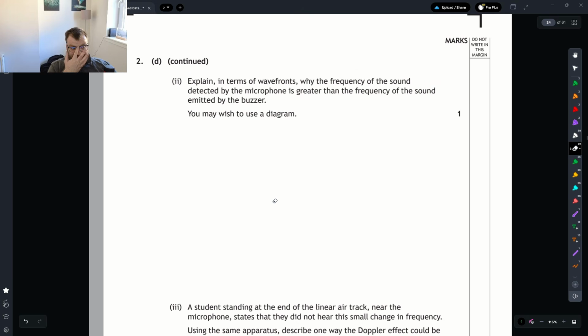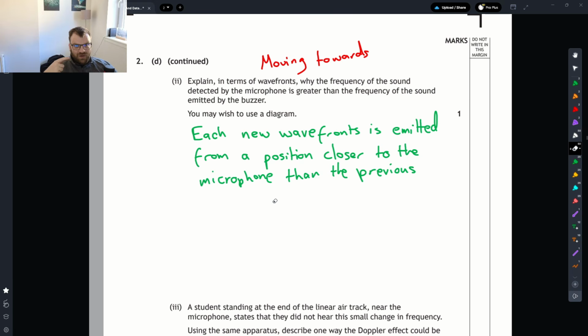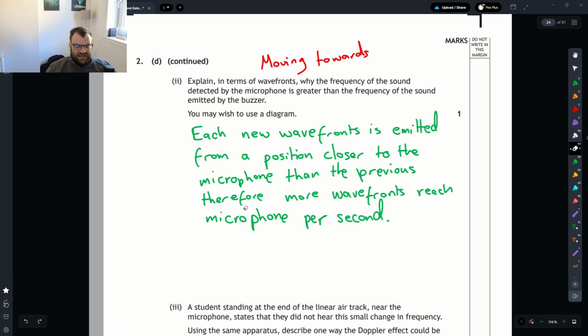For the next part, we're asked about wavefronts and why the frequency emitted by the microphone is greater than that emitted by the buzzer. We have to remember that it's moving towards the microphone, which means that there will be more waves reaching that point. Every release of a wavefront is going to happen from a closer position to the microphone. And then more wavefronts reaching the microphone every second means it's more frequent, means it's got a higher frequency. And then that would get us an answer for that one.